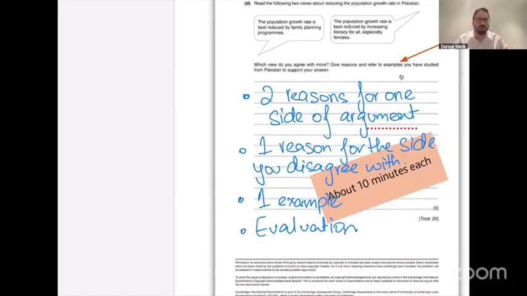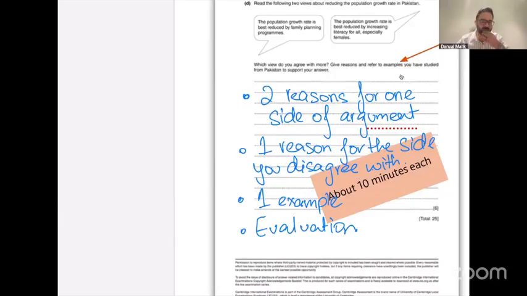Give arguments for and give arguments against. So we will be giving 2 arguments for, and then 1 argument against. That is in total 3 points, but all 3 points will be well developed. For these 3 points, the examiner has outlined 4 marks.